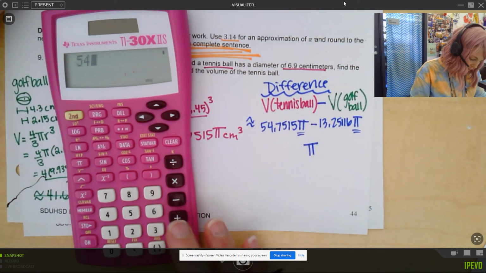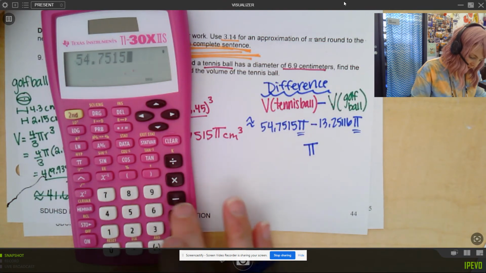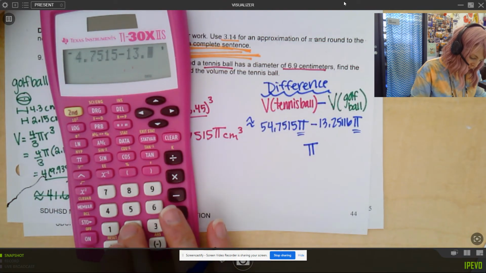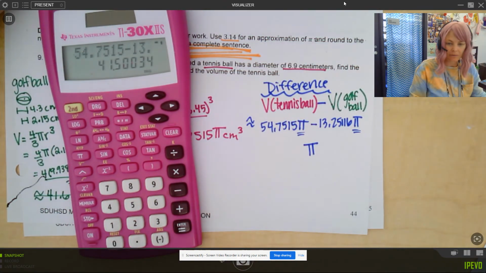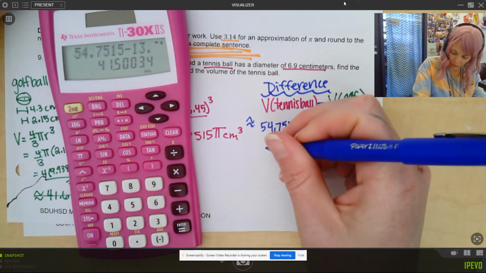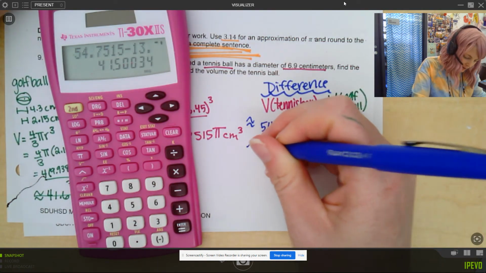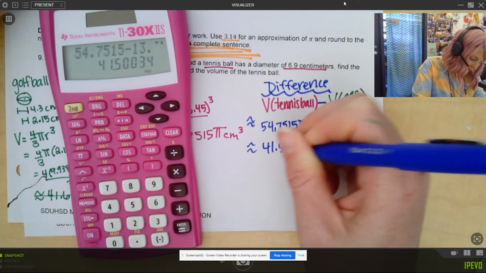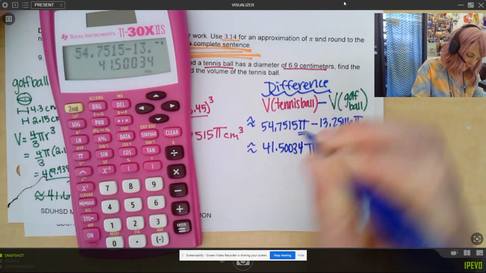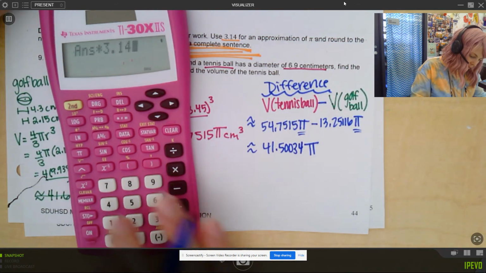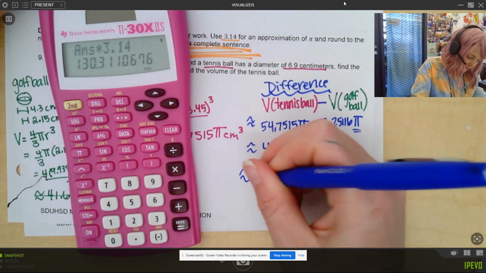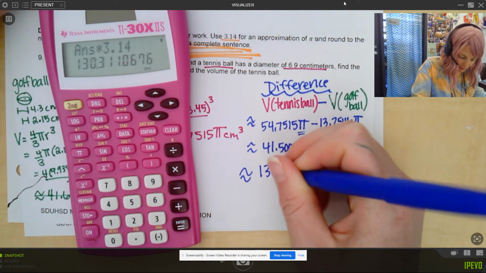So here, 54.7515 minus 13.25116. Be really careful as you type those into your calculator. Again, approximately 41.50034. Multiply that by 3.14 to get your approximate answer of 130 point.